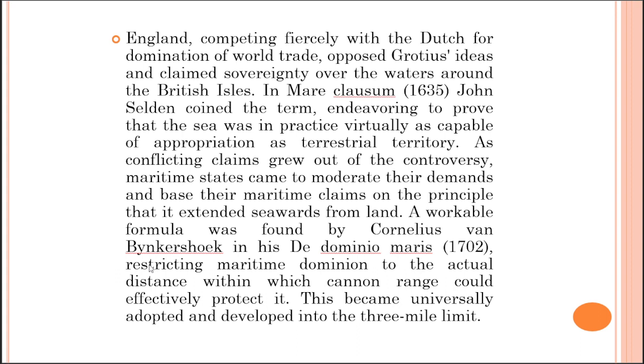as terrestrial territory. As conflicting claims grew out of the controversy, maritime states came to moderate their demands and base their maritime claims on the principle that it extended seawards from land. A workable formula was found by Cornelius van Bynkershoek in his De Dominio Maris, 1702, restricting the maritime dominion to the actual distance to which cannon range could effectively protect it. This became universally adopted and developed into the 3 mile limit.